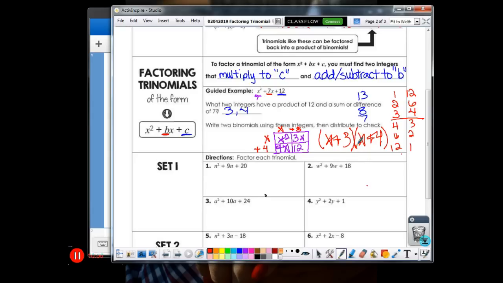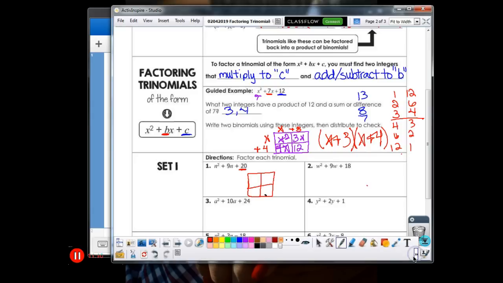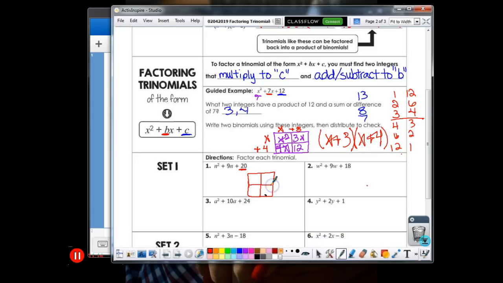Okay, so number 1, my C is 20. Okay, so I'm going to start off by drawing the box to get it over with. And so what stays? What do I have to fill it with? The n squared and the 20, right? So this here is n squared, and here is a 20. And so I need to figure out what goes here. And how do I figure that out?